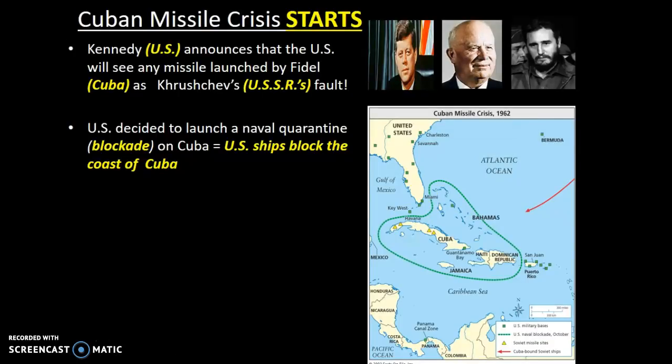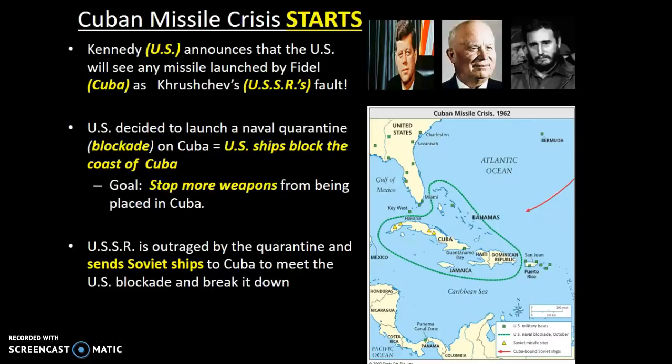A quarantine blockade basically means that U.S. ships were placed all around Cuba in order to block anyone from getting into Cuba and from getting out of Cuba. This is very similar to the trade embargo. The only difference is that during the trade embargo, there weren't necessarily ships all around Cuba. During the trade embargo, it was pretty much the United States saying no one comes into Cuba to trade. During this quarantine blockade, the United States has actually physically placed ships all around Cuba. The goal of this naval quarantine blockade is to stop more weapons from being placed in Cuba.